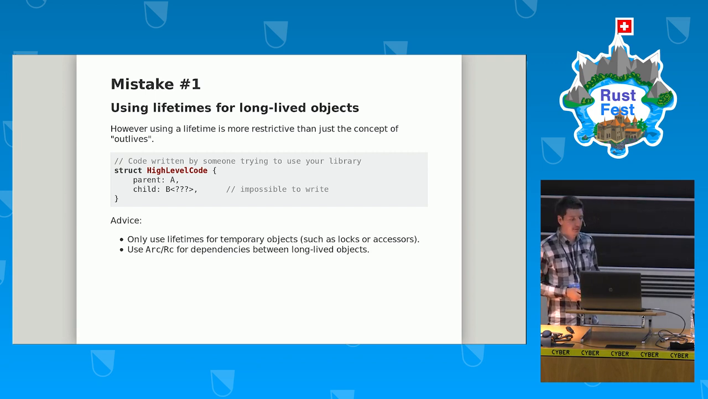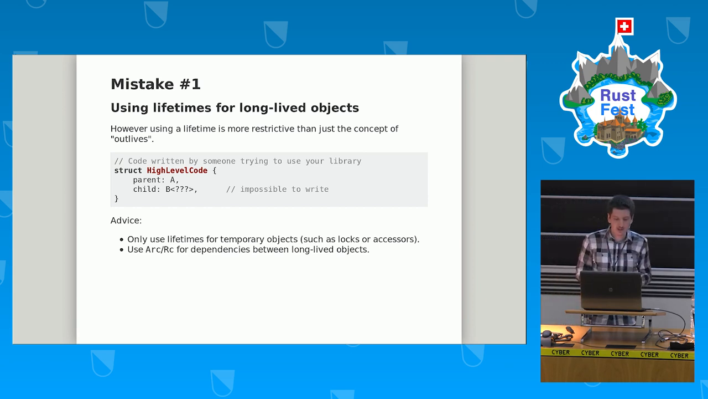The consequence of that is that someone trying to use a wrapper cannot put an A and a B both in the same struct, and that's a problem. Why can't they do that? Because what do you use as a lifetime? The lifetime here should be 'self', but that doesn't exist. Maybe it will exist in a long future, but for now it doesn't exist.